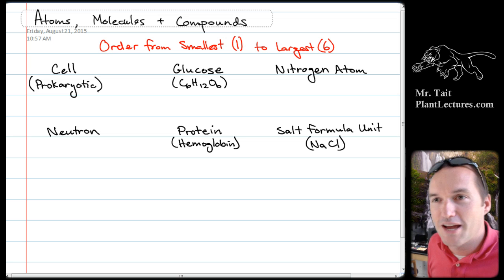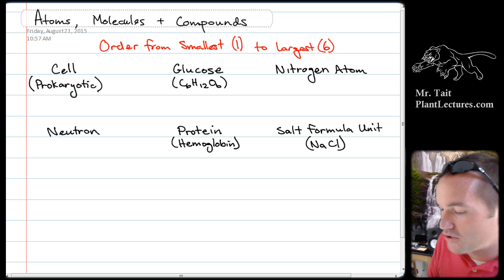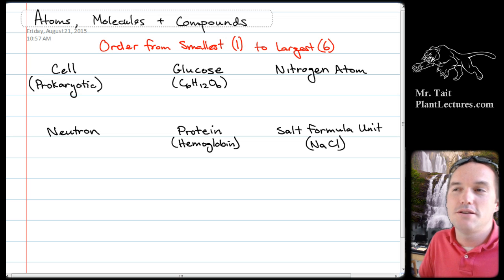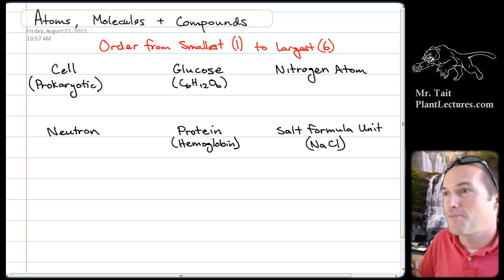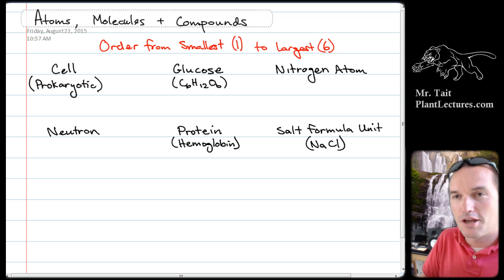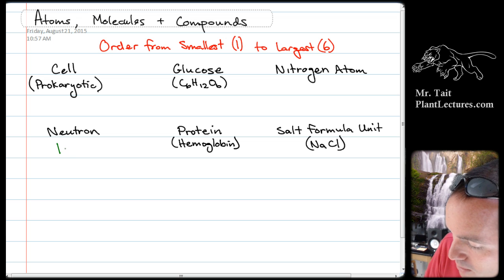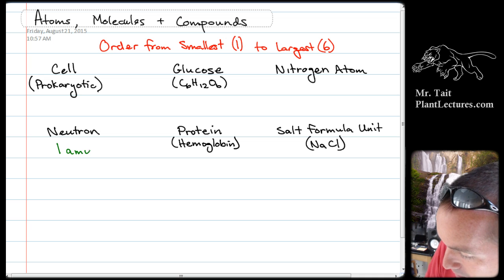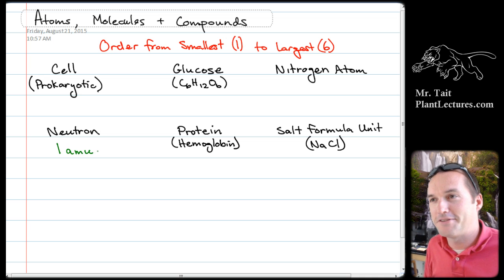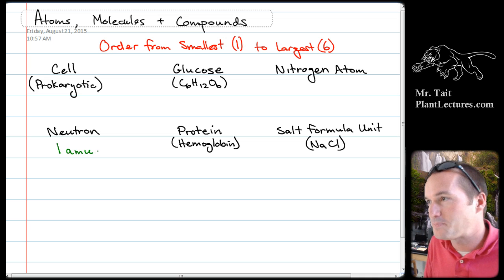So what's the smallest thing up there? The neutron. In fact, we're just going to use the molecular mass of it instead of trying to figure out like radii and stuff like that. We're just going to go by the mass. So the neutron has a really easy mass to learn. It's 1 atomic mass unit, right? It's like the definition of atomic mass unit is the mass of a neutron, right?